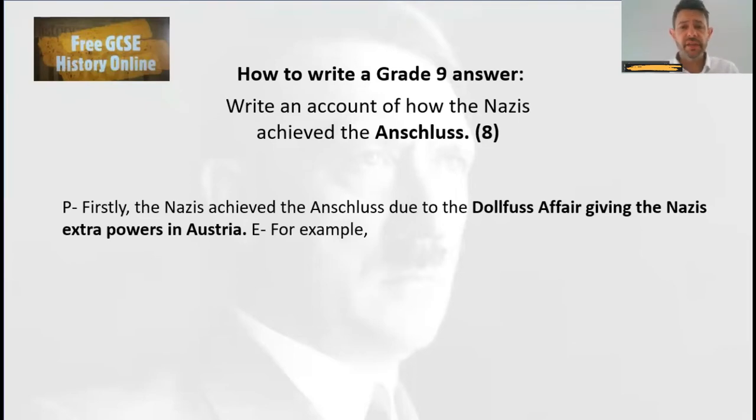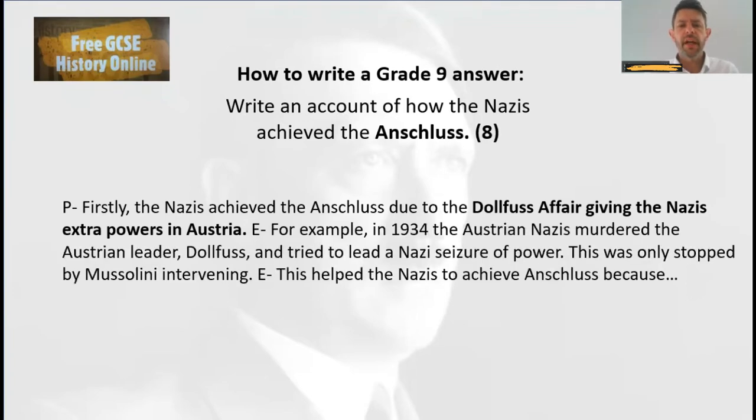So a little bit of a detail about the story. Have a think. What can you remember? Well, I've just told you a few details. Maybe that will help you. Have a little think. Maybe pause and give it a go. So, for example, in 1934, the Austrian Nazis murdered the Austrian leader Dollfuss and tried to seize power. This was only stopped by Mussolini intervening.